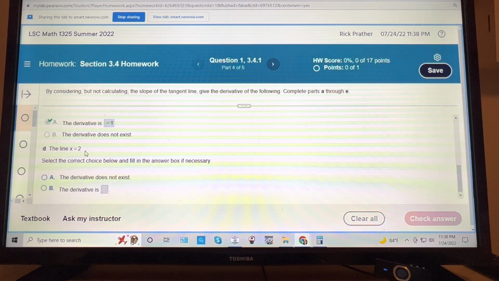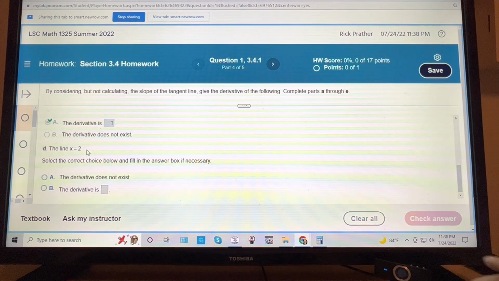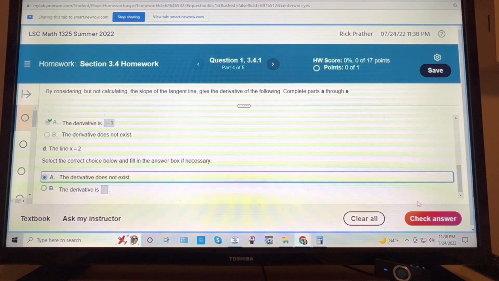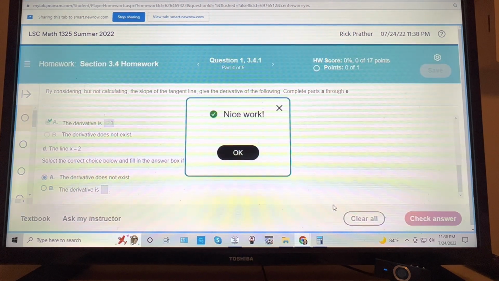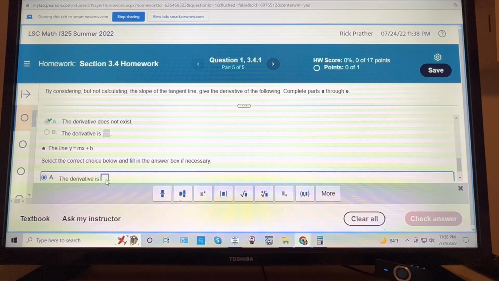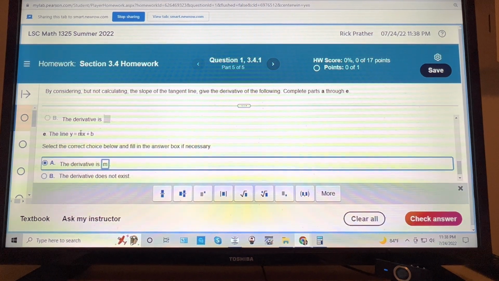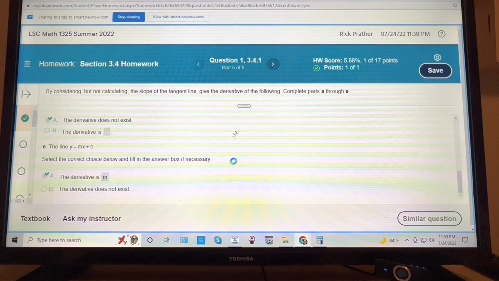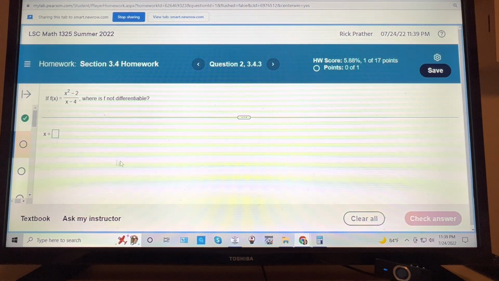The line x equals 2 is a vertical line and has an undefined slope. So if the slope's undefined, the derivative does not exist. You can't do the derivative when it's a slope of a tangent line if the tangent line is vertical. And then if you just have a generic diagonal line mx plus b, the derivative is going to be m, because that's the slope of that line and it's just a line. Okay, so that was all lines.